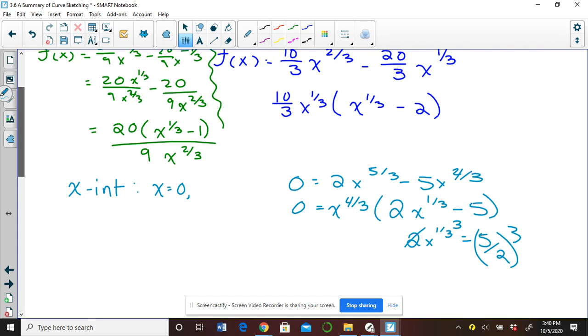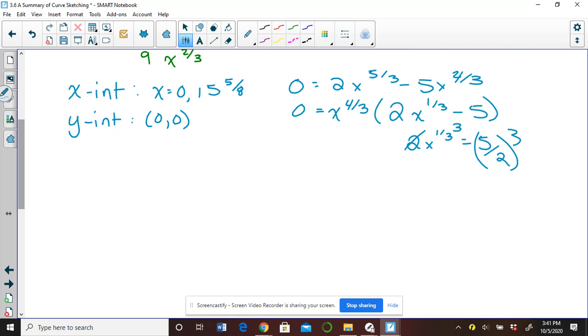So that's 125 over 8, or approximately, we'll go with an exact 15 and 5/8. So then our y-intercept would be 0, 0. Symmetry. We don't have symmetry. We don't have a vertical asymptote, and we don't have a horizontal asymptote, and that's because we're dealing with a radical function, sorry, and not a rational function.